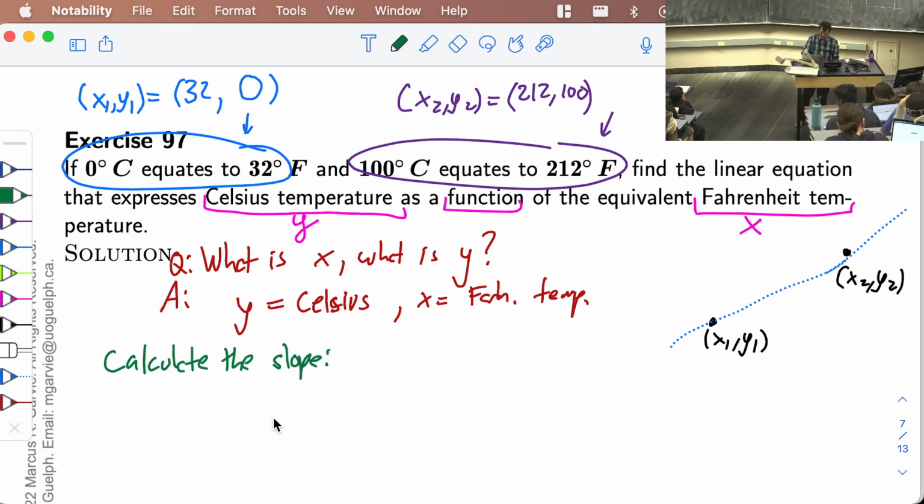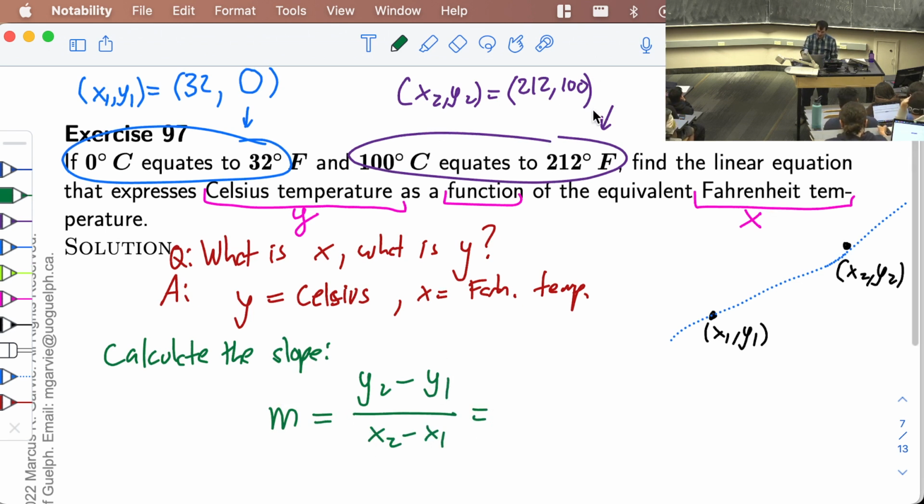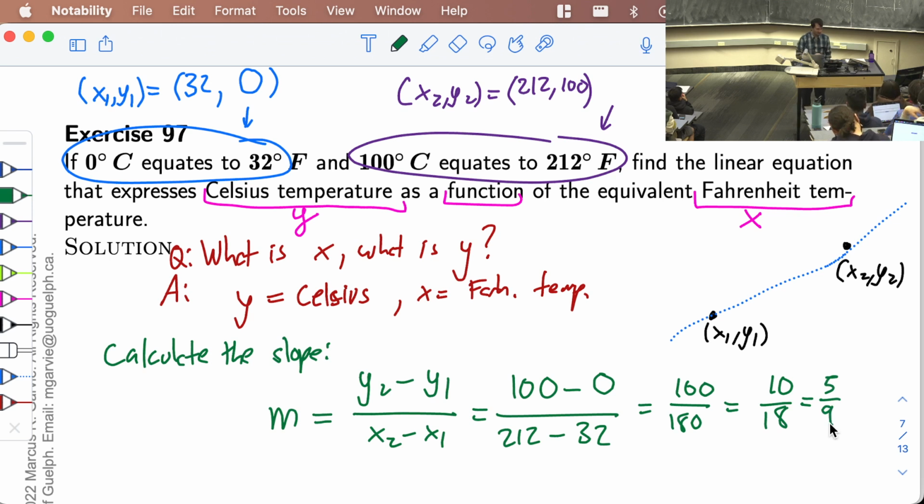And that's something we did in chapter 4 again, which you should feel free to review. What is the slope? It's y2 minus y1 over x2 minus x1. In our example, y2 is 100, y1 is 0, x2 is 212, x1 is 32. So the slope is this, 100 minus 0 divided by 212 minus 32, also known as 100 divided by 180, also known as 10 over 18, also known as, I guess, another 2 comes out, 5 over 9. Sure. Good. So the slope is 5 over 9. We figured it out using the 2 points.